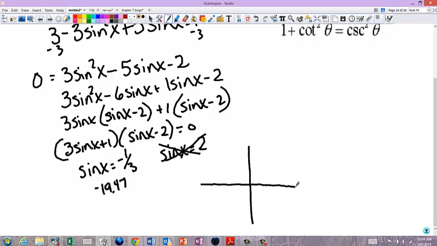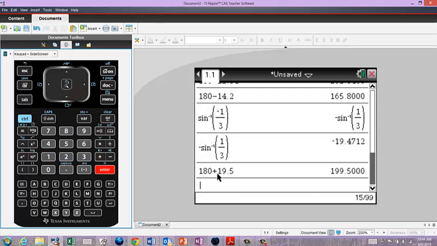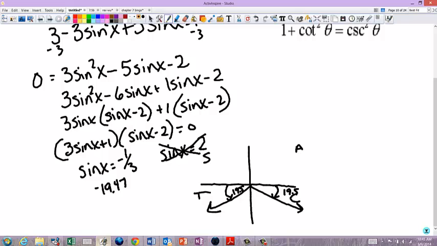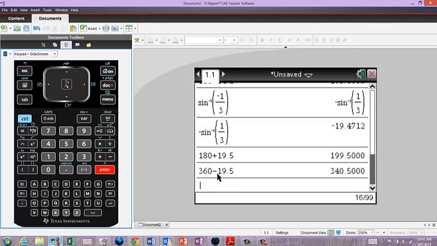So, sine is negative. All students take calculus. Sine is negative here and here. I want the angle that's 19.5 this way and 19.5 this way. So I'm going to do 180 plus 19.5, which is 199.5. So this one's 199.5. And then 360 minus 19.5 is 340.5.